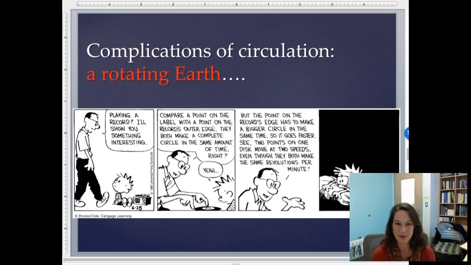And the dad says, "Compare a point on the label with a point on the record's outer edge. They both make a complete circle in the same amount of time, right?" "Yeah," says Calvin. And then Calvin's dad says, "But the point on the record's edge has to make a bigger circle at the same time. The whole side of the record gets to the other side of the record player at the same time, but the outside point is moving faster, even though they're making the same number of revolutions per minute."